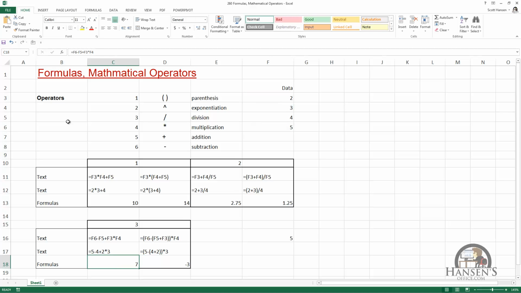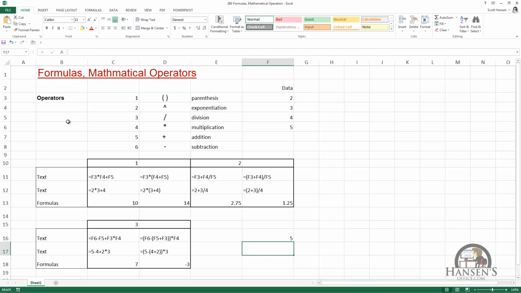I've taken control over this firing order by inserting not one set of parentheses, but 2. And when you have 2 sets of parentheses, Excel works from the center out. So it'll work on, or resolve, or solve the component of the formula that's within the centermost parentheses, which for us is 4 plus 2, which is 6. And then it's going to take 5 minus the 6, which is minus 1, and then multiply that times 3. Minus 1 times 3 is a minus 3.